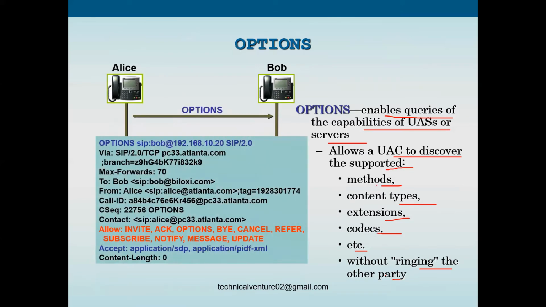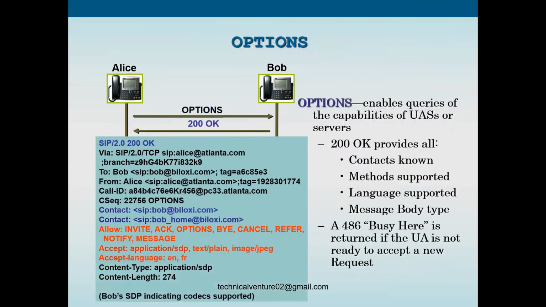So here you can see the OPTIONS message. Alice is sending the OPTIONS. OPTIONS means Alice is telling Bob, I am having these things. I am allowing these things only. So the Allow header is showing all these things, and I believe you already know about them, which we discussed in our previous slides.